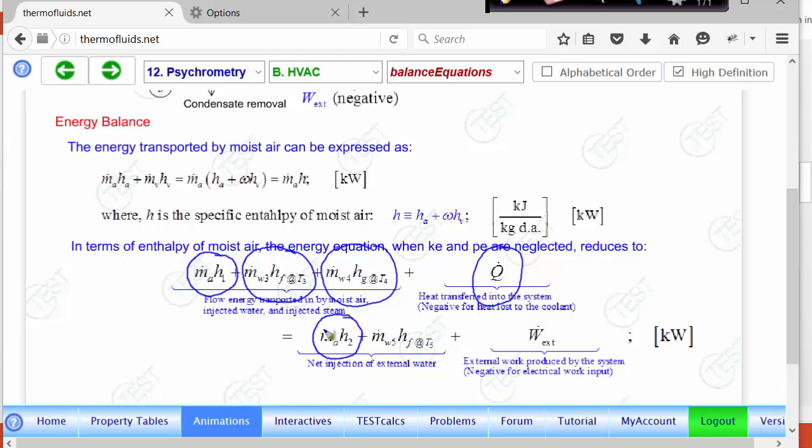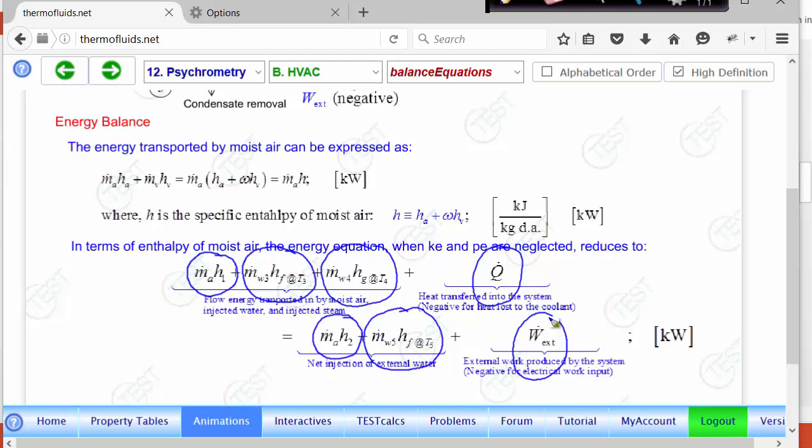Notice that m dot A is the same. And this is the energy leaving with the water that is leaving as condensate. And this is if any work is leaving, of course. In an air conditioning process, work is added, so it will be negative. So if you try to understand this equation physically, read the book, and you will see you can understand it physically.